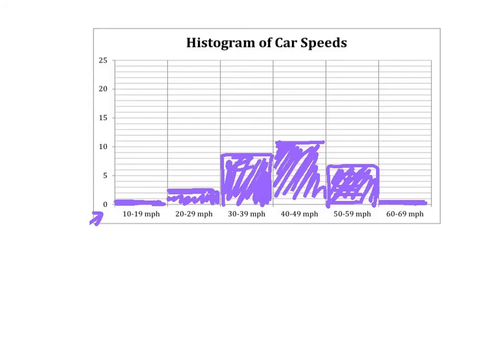Based on this data, we can tell that there aren't very many cars that went between 10 and 19 miles per hour. The same thing went for between 60 and 69 miles per hour. Based on this histogram, you could tell how many cars went between 30 and 39 miles per hour, but you're not able to tell how many cars, for example, went 34 miles per hour because it's based into intervals, and there could be some cars in that interval that went 34 miles per hour, but you don't know if there are or not.